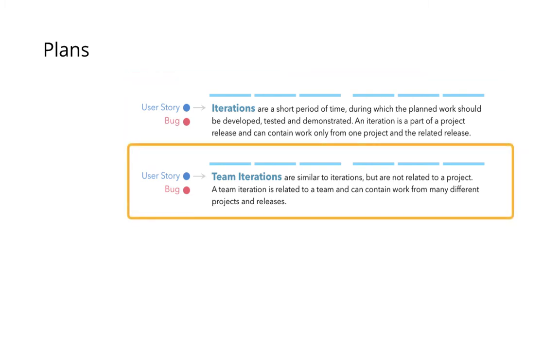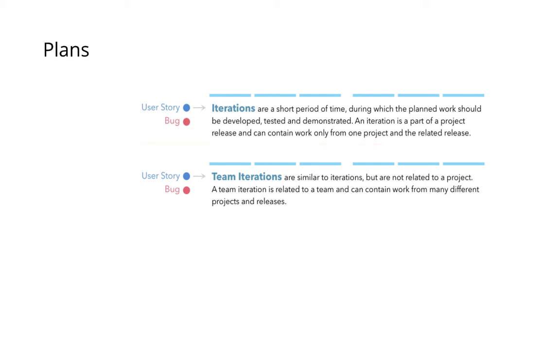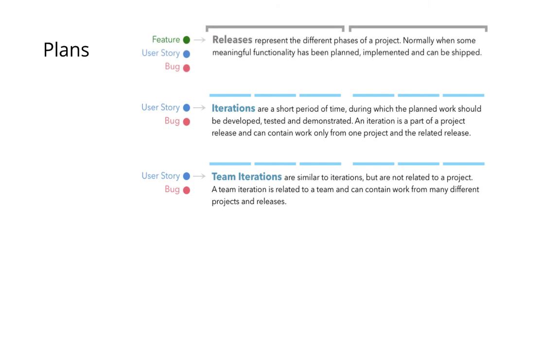A team iteration is connected to a team. It doesn't require a release and may contain work from several different projects. If you're using teams in Targetprocess, you'll almost always want to use team iterations. Check out our other tutorial videos for more details. A release can be used to plan delivery inside one project or across several projects. It represents a scope of work which needs to be done during a specific period of time. Features, user stories, and bugs can be planned into a release.